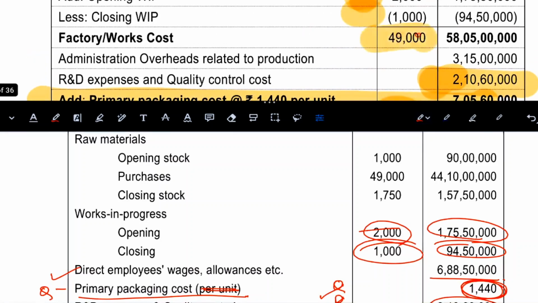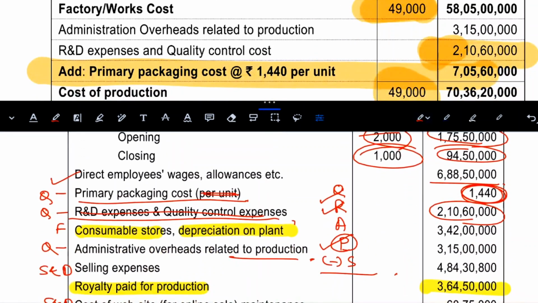You got this over here in factory cost. How much is the admin expense? Please pay attention.